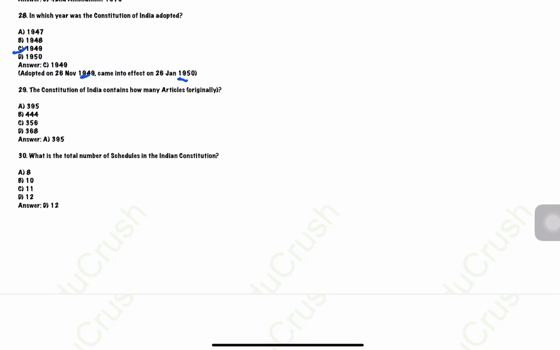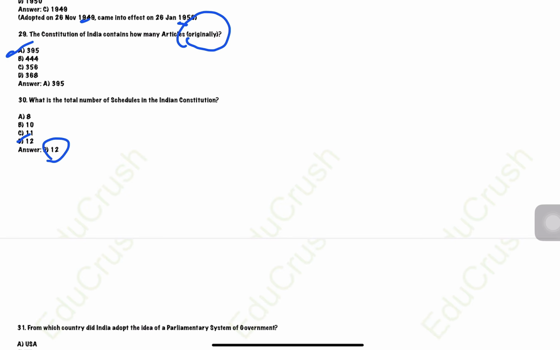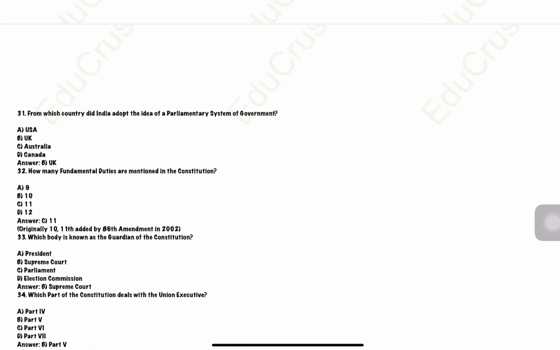The Constitution of India contains how many articles originally? Originally, it contains 395 articles. What is the total number of schedules in the Indian Constitution? So, the total number of schedules in the Indian Constitution is 12. From which country did India adopt the idea of a parliamentary system of government? UK. How many fundamental duties are mentioned in the Constitution? So 11 fundamental duties are mentioned in the Constitution. Originally it was 10. The 11th one was added by the 86th amendment in 2002.